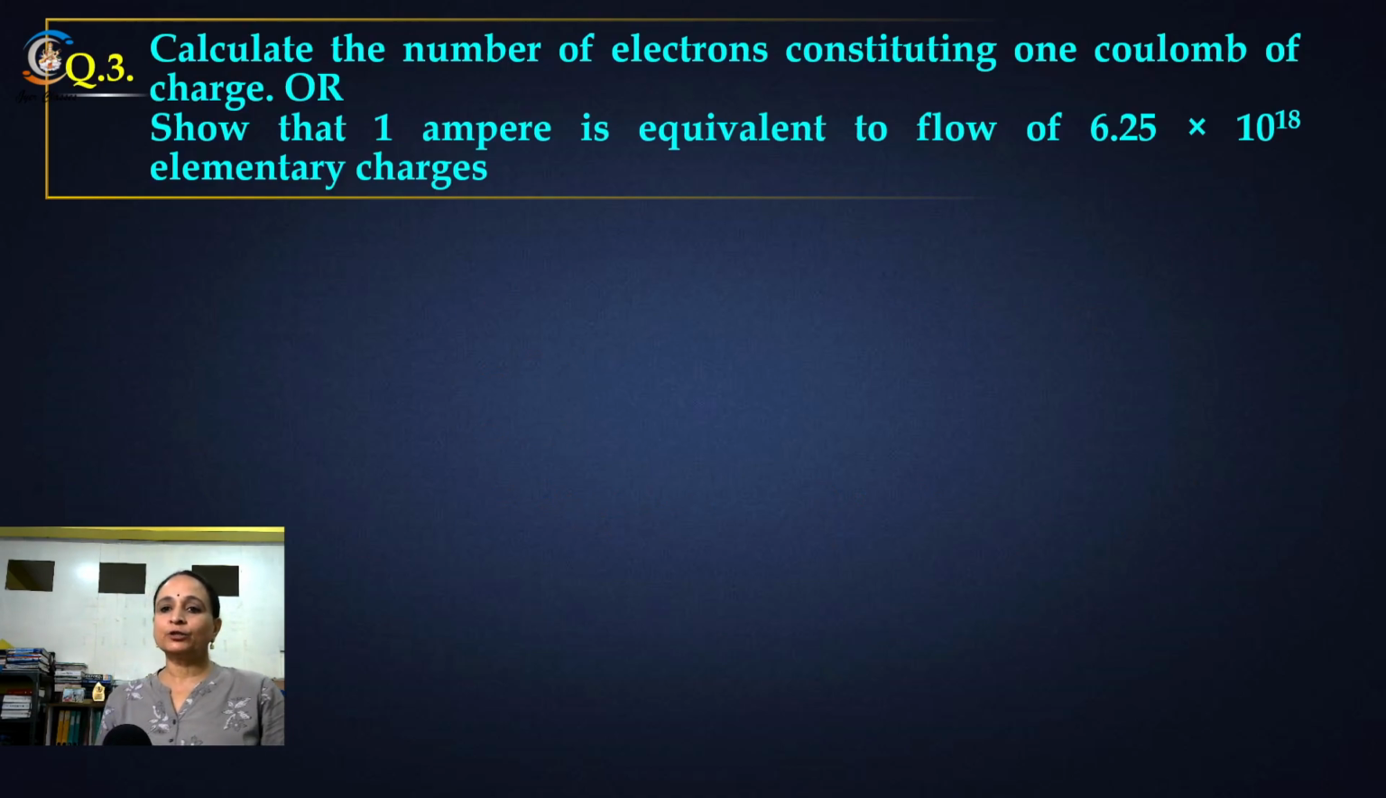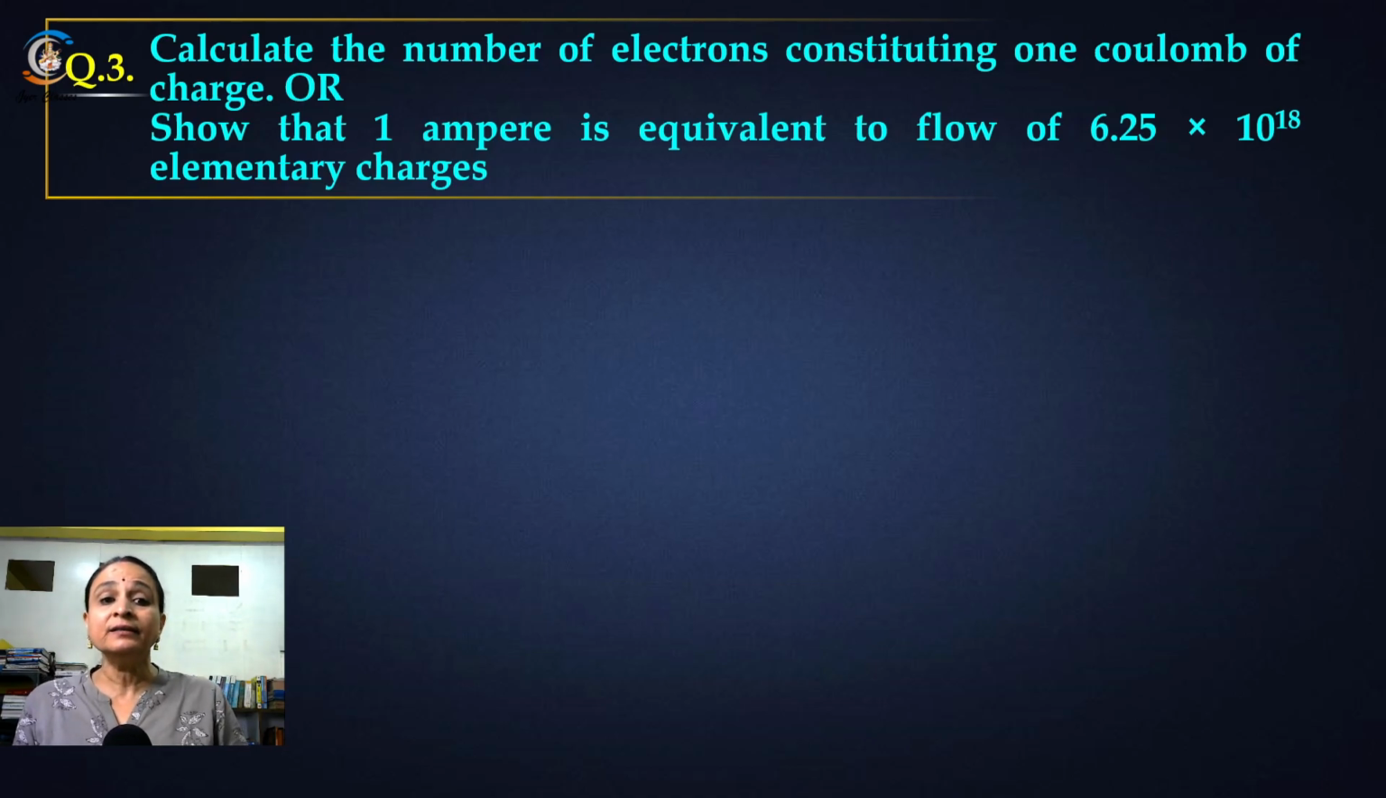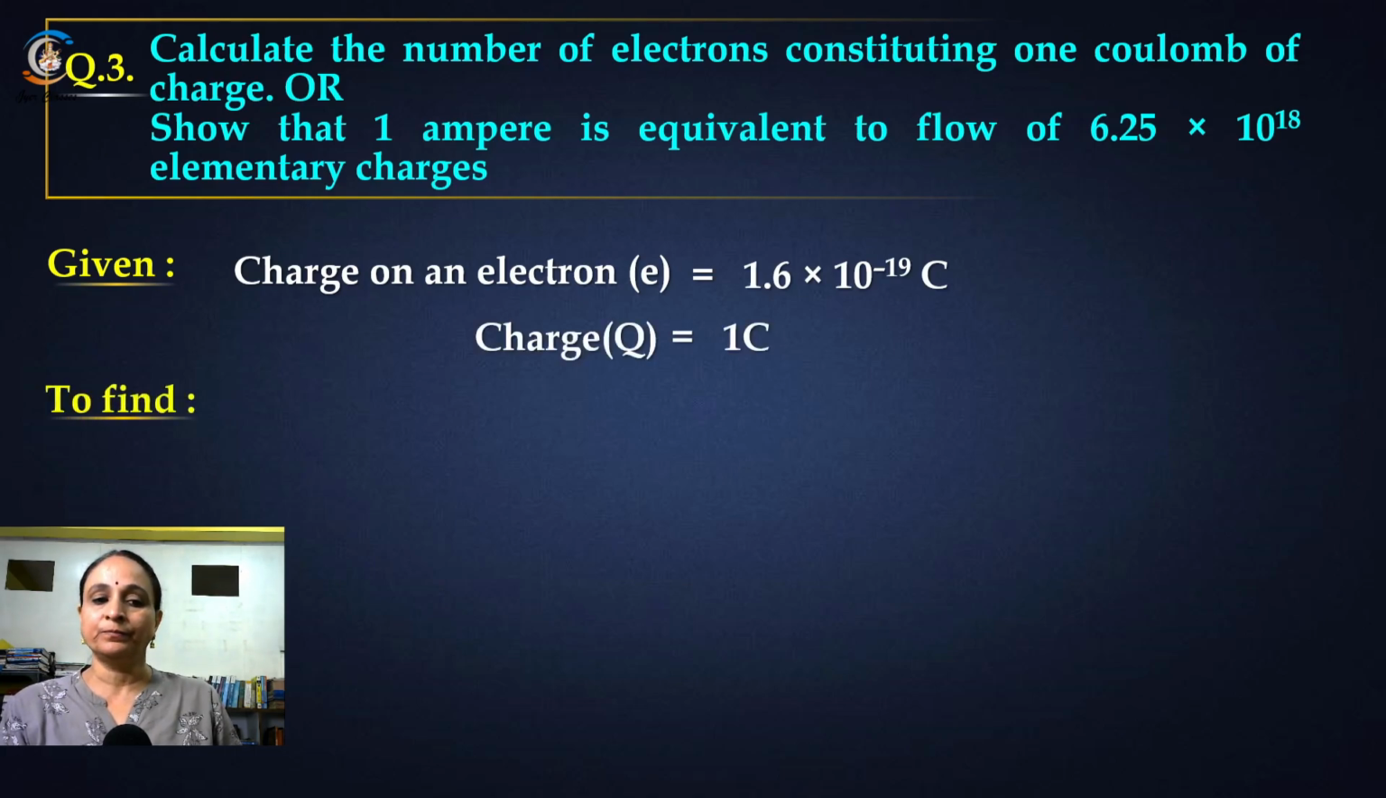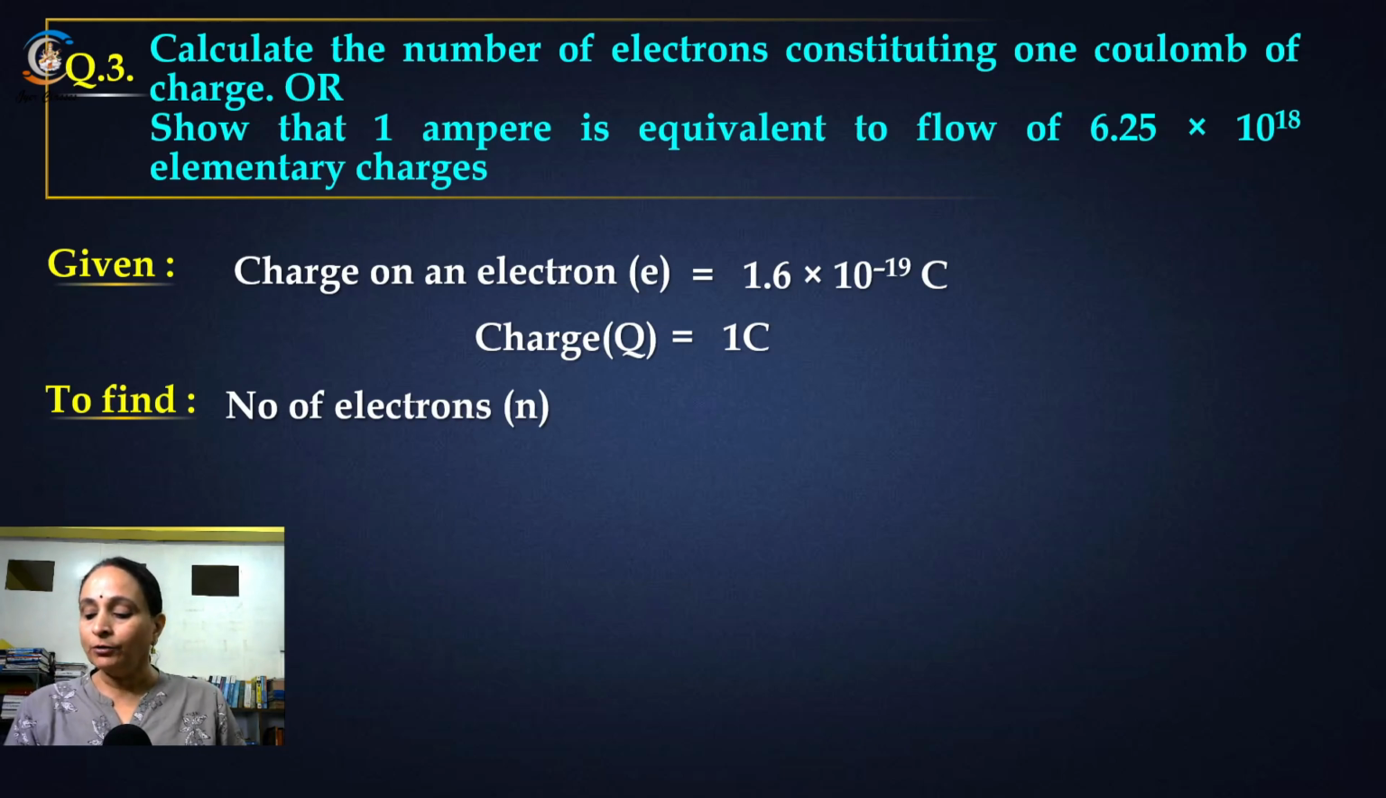Calculate the number of electrons in 1 coulomb of charge. Show that 1 ampere is equivalent to the flow of 6.25 into 10 to the power of 18 elementary charges. So for this, what is given? The charge on an electron is e, yes, 1.6 into 10 to the power of minus 19 coulomb. Okay, what is the charge? 1 coulomb. What are you supposed to find out? The number of electrons, right? How to find it out?